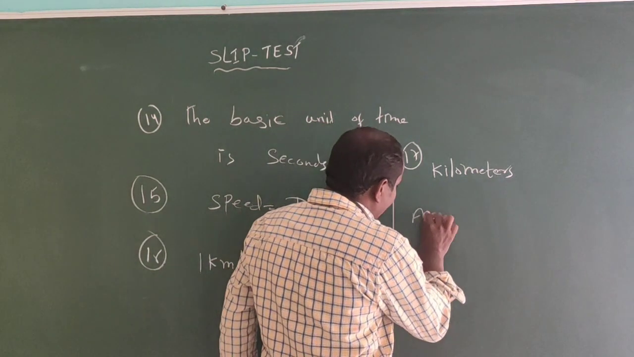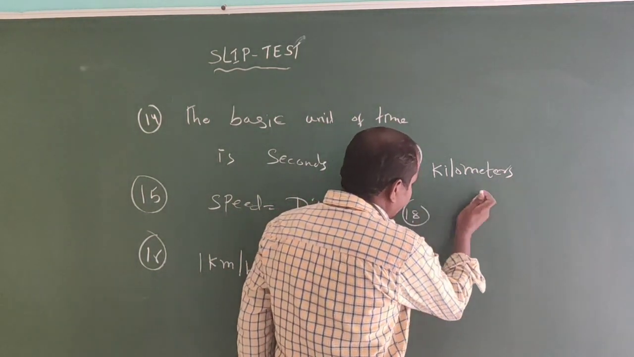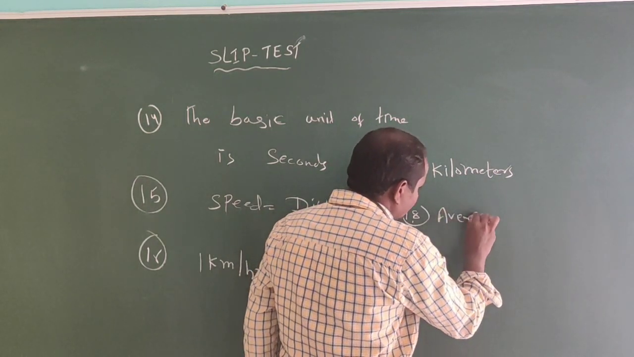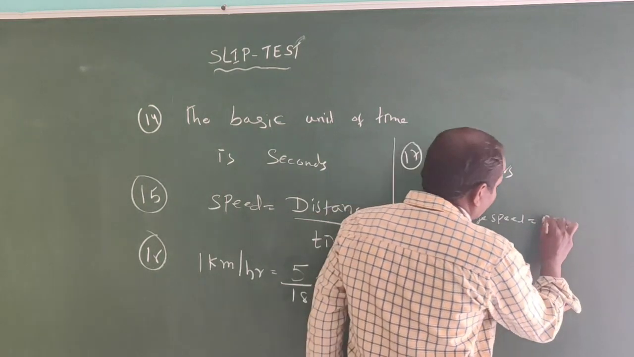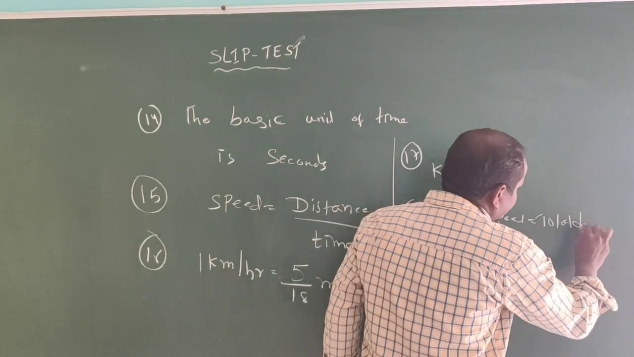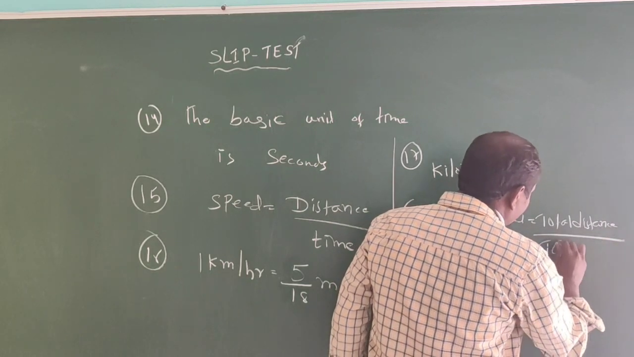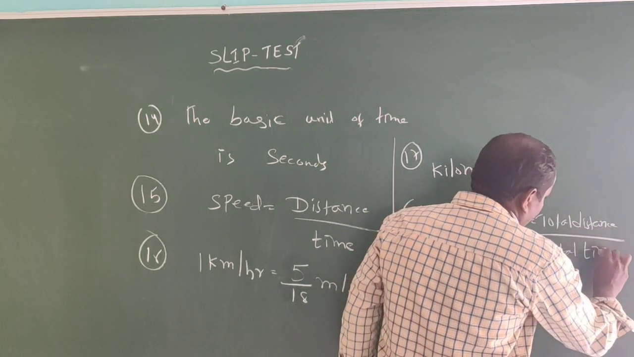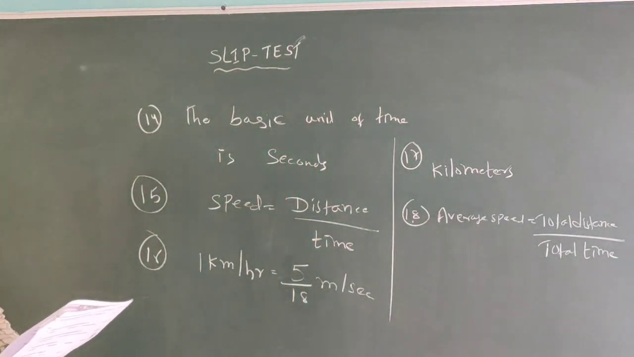So V average equal to, 18th one, average speed is equal to total distance by total time taken. Total distance by total time taken.